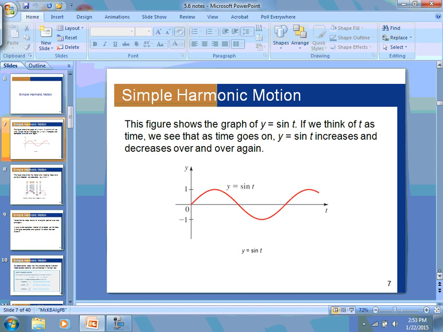So we're just going to focus on the sine and the cosine curves again because they have this repetitive motion to them. If we kept this graph going, it would again go up and down and up and down and up and down.